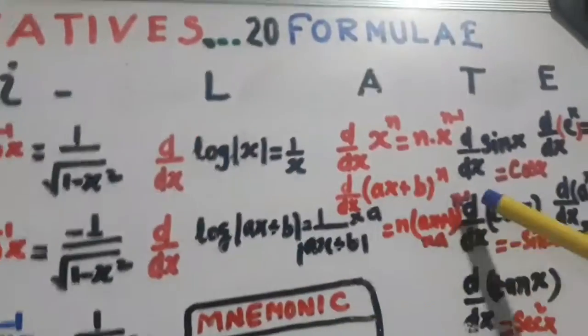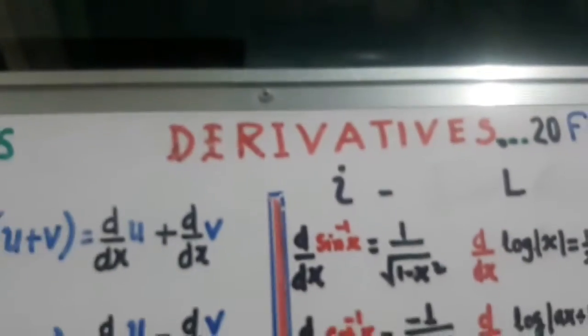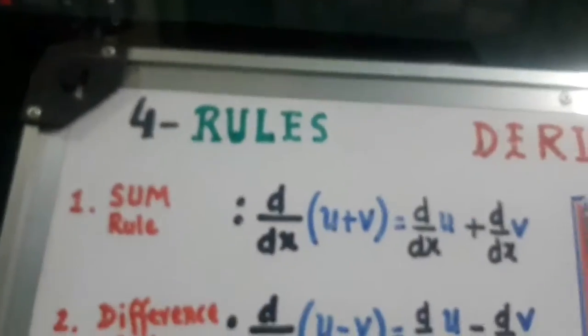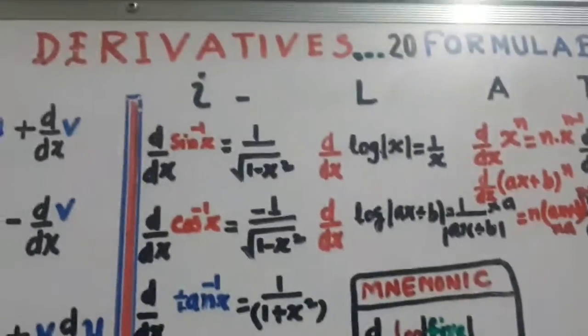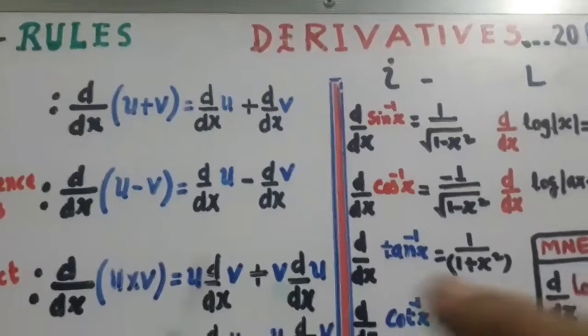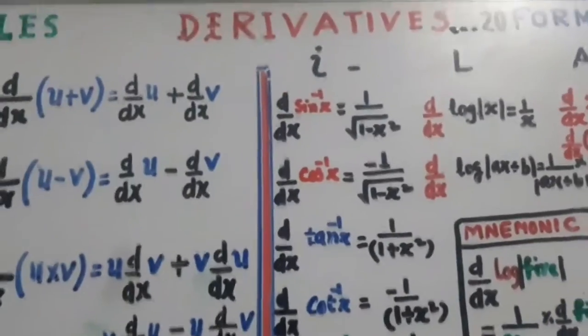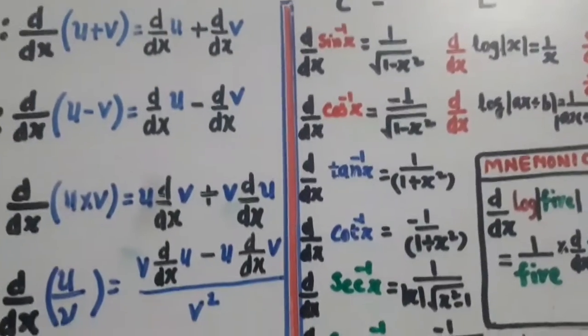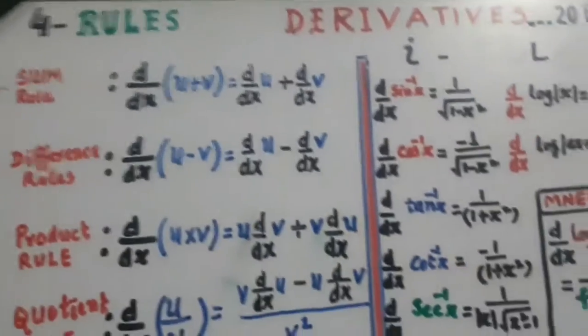So these are 20 formulae and 4 rules. So I call this Shriman 420. If you remember these 4 rules and 20 formulae, you can understand that you have learned calculus. This is the basic thing which you must remember. These formulas are very, very important because you cannot do integration without the help of these formulas.